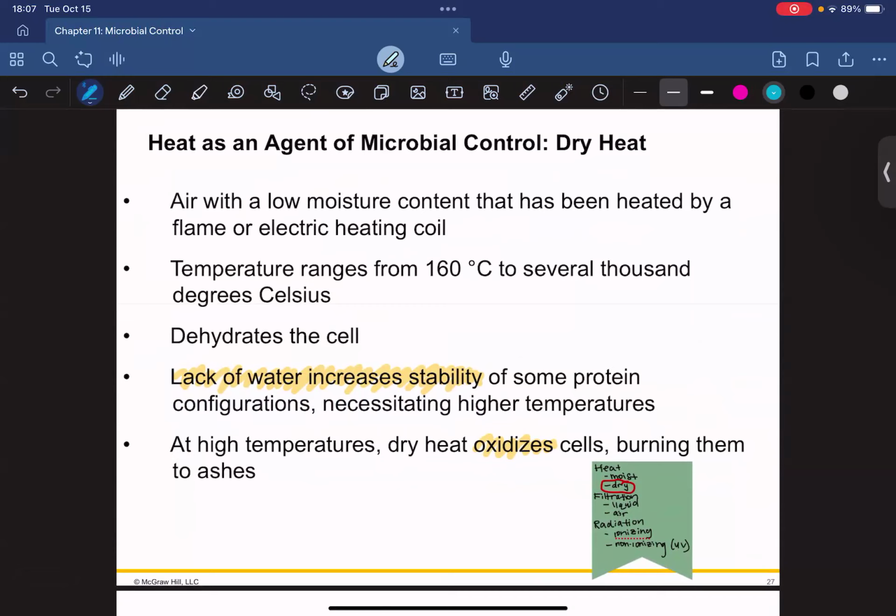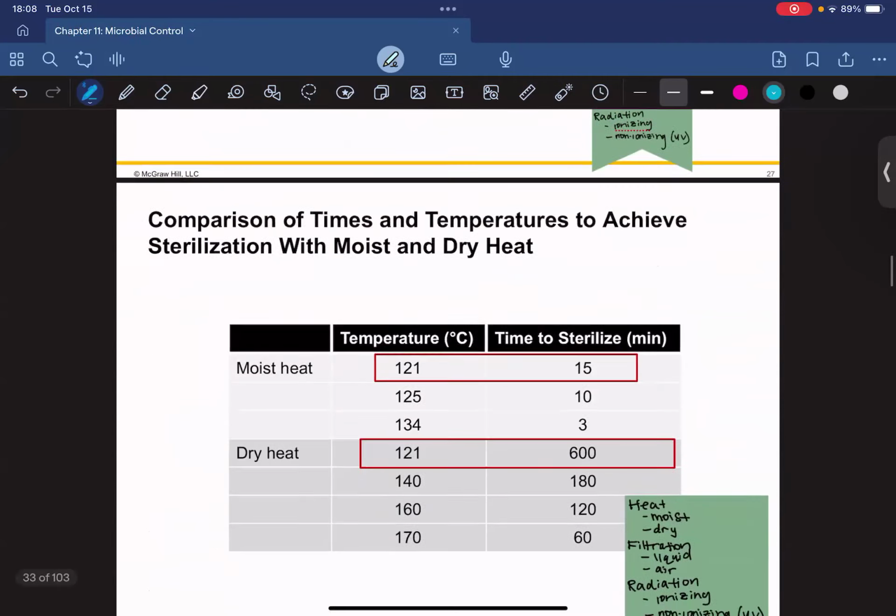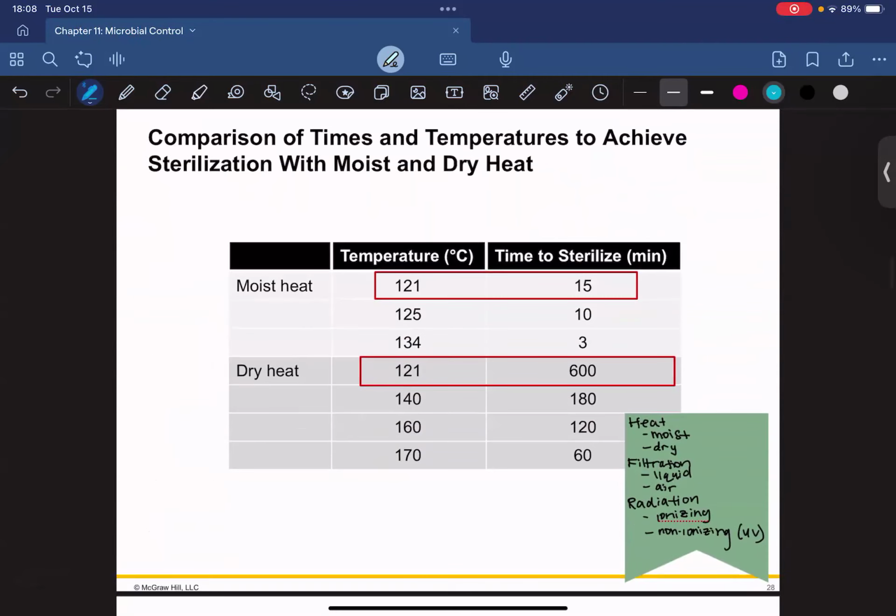Because dry heat, when you put something, you burn it or you put it in an oven, whatever, anywhere from 160 now up to several thousand degrees, right? This is going to dehydrate the cell, and when the water isn't there anymore, it can possibly increase the stability of proteins. It's almost like it's preserving them. So you just have to get really hot and actually burn them to ash, oxidizing them and burning them to ash.